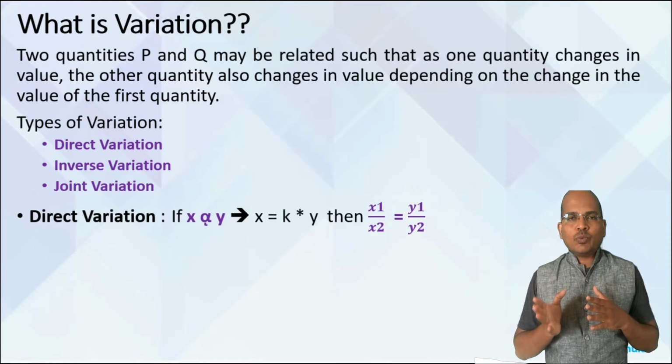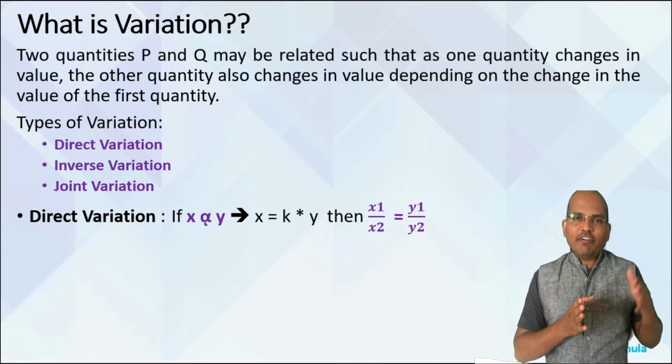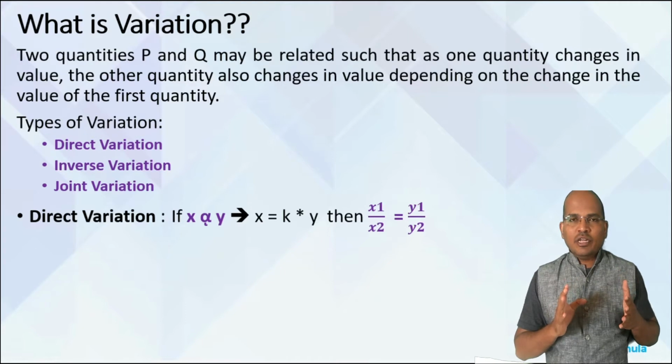So when you write, x1 becomes k y1, x2 becomes k y2. The value of k will never change. So if x1 is k y1 and x2 is k y2, dividing them, you get x1 upon x2 is the same as y1 upon y2.